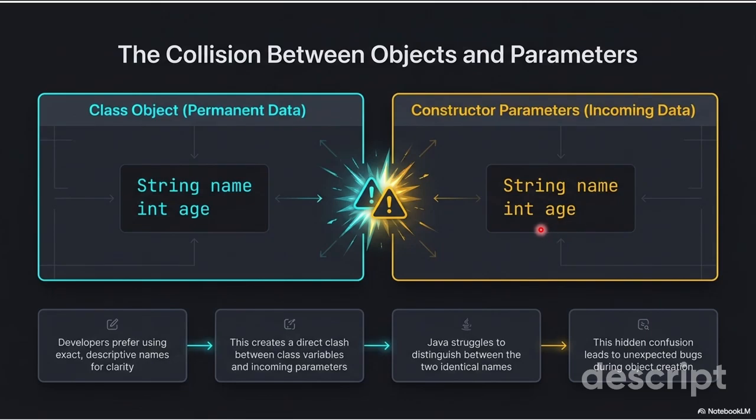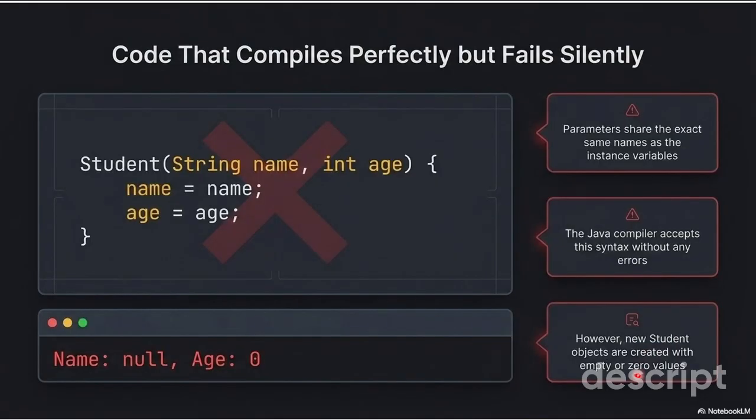So what happens over here is developers normally prefer using exact descriptive names for clarity. This creates a direct clash between the class variables, that is the object variables, and the incoming parameters. Since the parameter names and the object variable names are both the same, this creates a lot of confusion. Java struggles to distinguish between the two identical names. This hidden confusion leads to unexpected bugs during project creation.